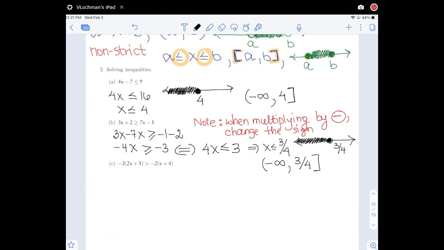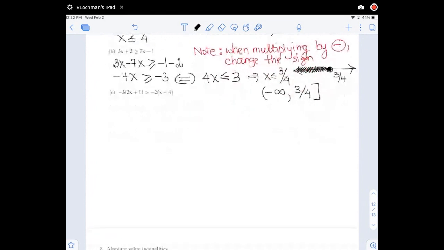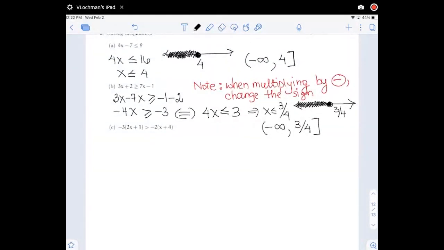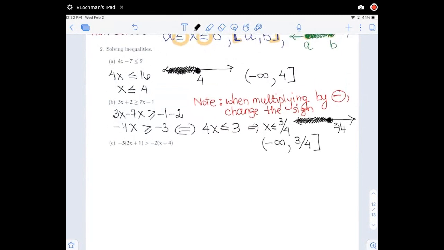All right, let me solve the next one, and then we'll take a pause and discuss the inequalities. Now here I have a couple of things to do. I see that I have a negative here, and I also need to distribute the values. So first I'm going to multiply by -1 and switch the sign. That gives me 3 times 2x plus 1 less than, I have a strict inequality, 2x plus 4.